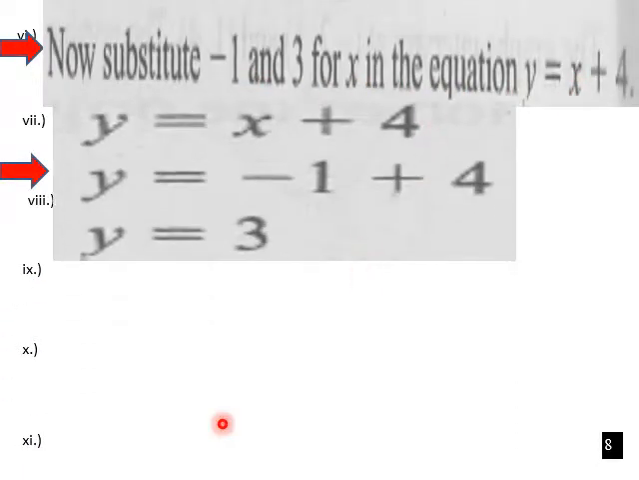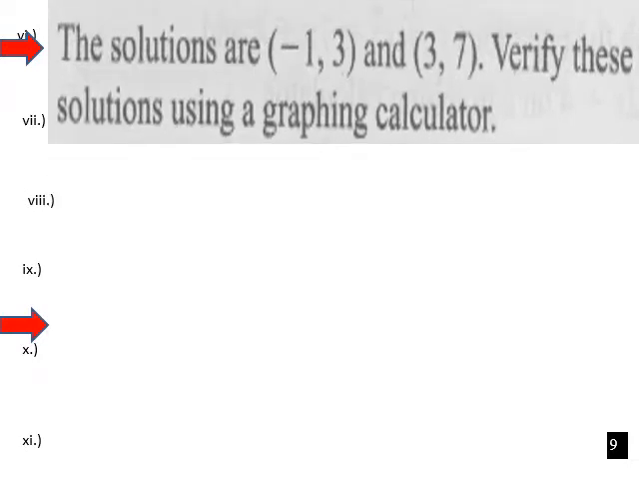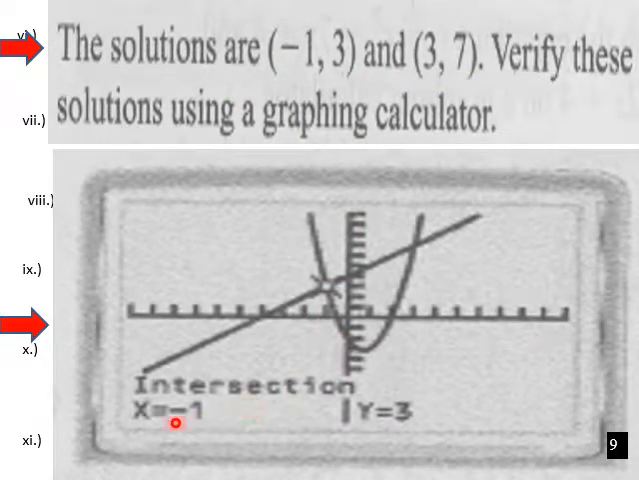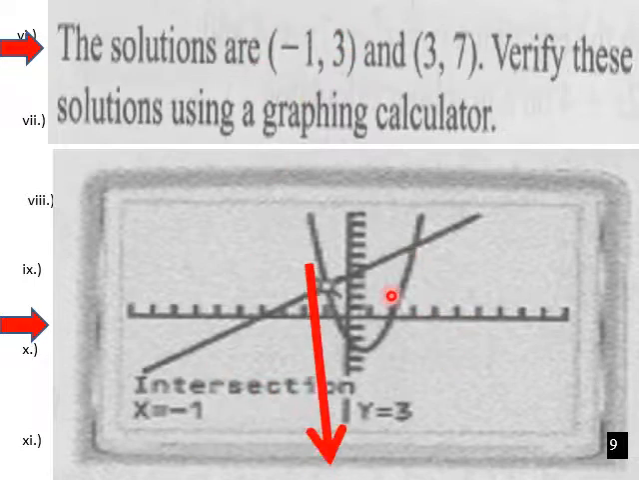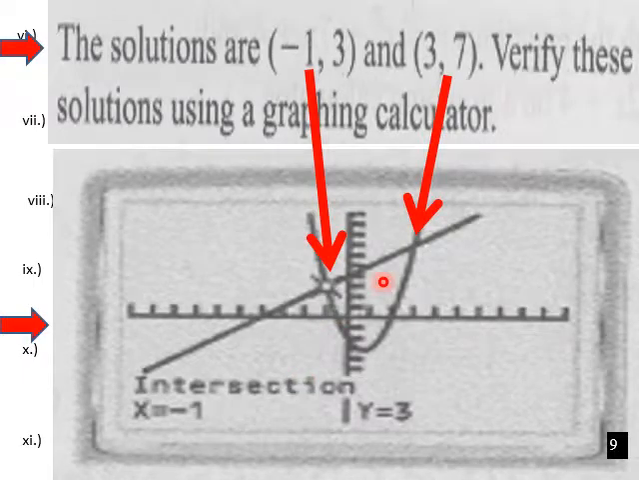Now substitute negative 1 and 3 for x in the equation y equals x plus 4. And when we stick in negative 1, we get y equals 3. And then y equals 7 for the two solutions there. The solutions are (negative 1, 3) and (3, 7). We can use a graphing calculator to check these. Intersection negative 1, 3: when x is negative 1, y is 3. That would justify that one there. And then over here, that must be this one here. When x equals 3, y equals 7.